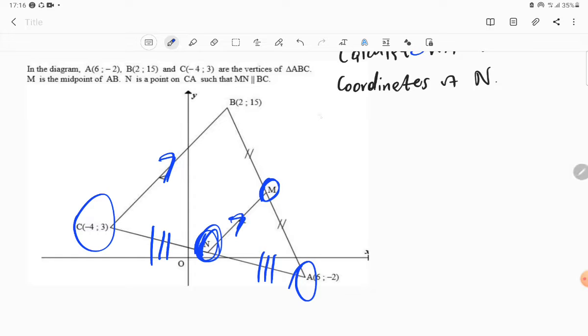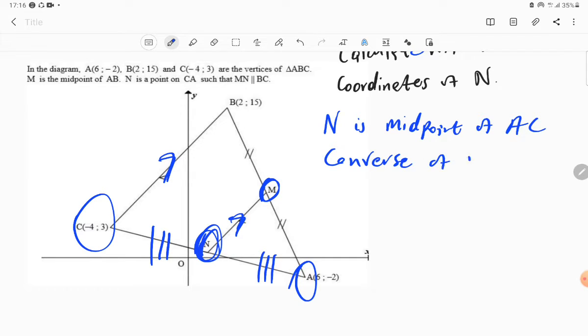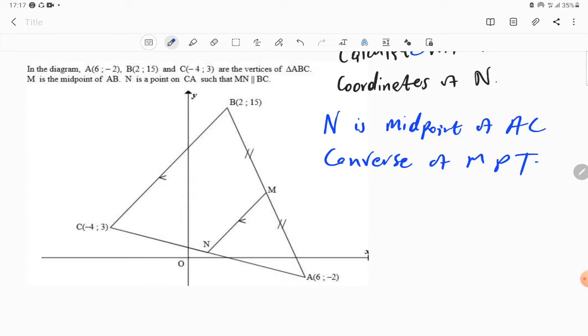So we say N is a midpoint of AC. Reason: converse of the midpoint theorem. If M is the midpoint and this line is parallel to that one, then this one is also going to be the midpoint of that one. So we really need to remember such things.